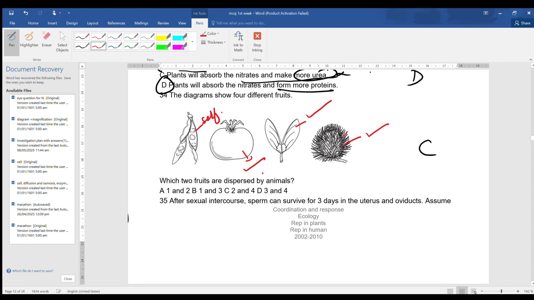So therefore answer, which 2 fruits are dispersed by animal? 1, 2, 3 and 4. So 2 and 4 are going to be dispersed by animal, therefore option C is correct.